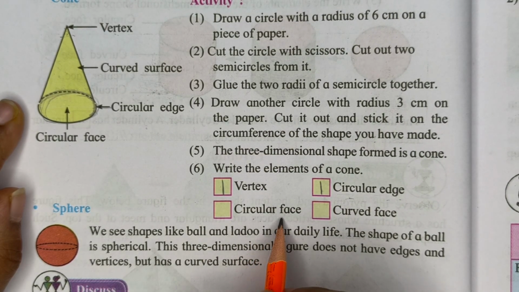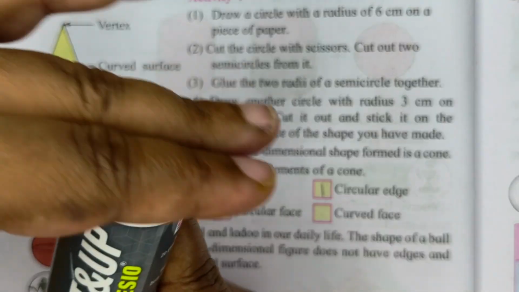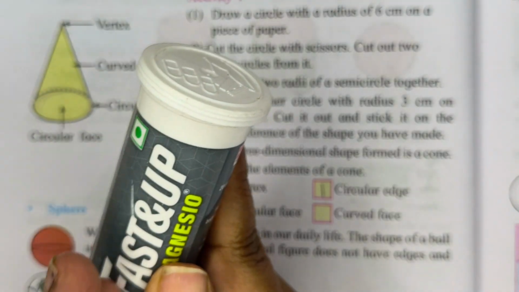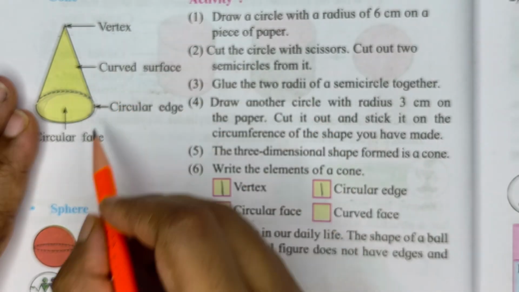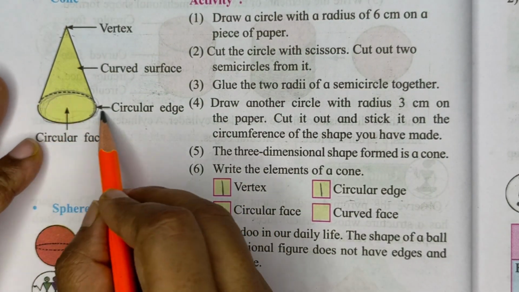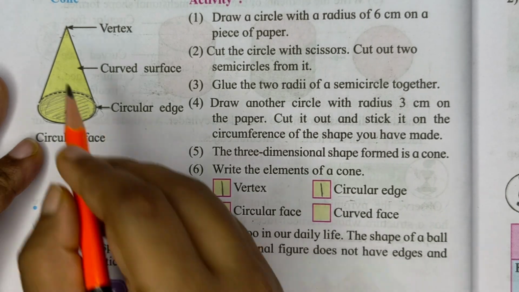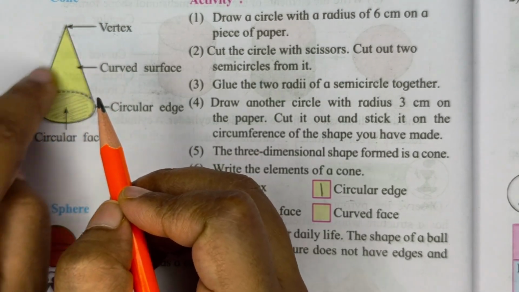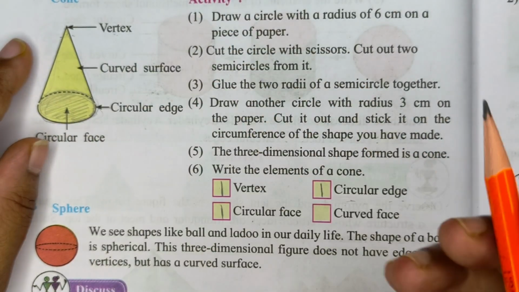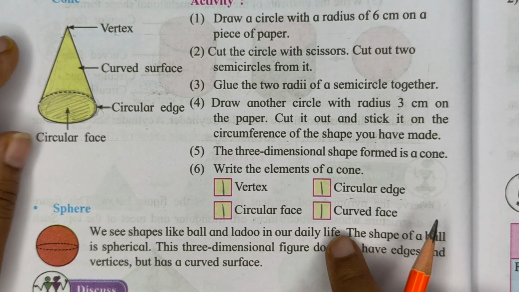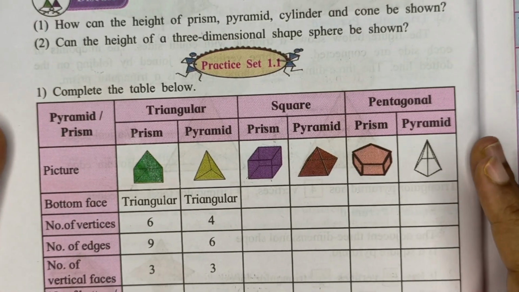Then see the circular face, the bottom part. Suppose this is a cone, then this bottom part has only one face because here it has an apex, that is the vertex. So circular face is also 1. This part I'm shading is the circular face. Curved face: you can see this part is curved. If you have seen a cone, it is curved. So that is also 1. Understood here? Now we will do practice set 1.1.